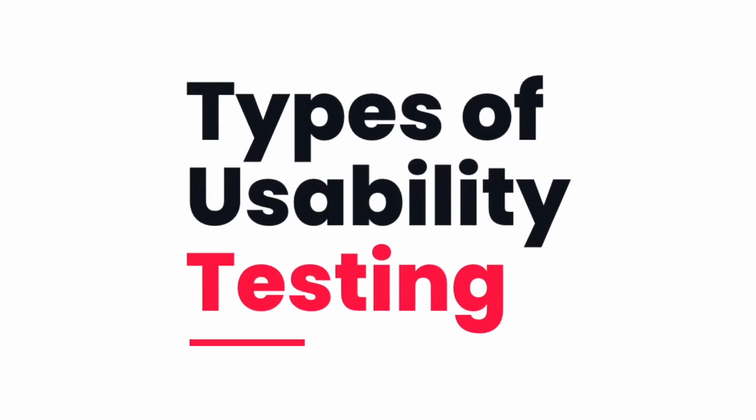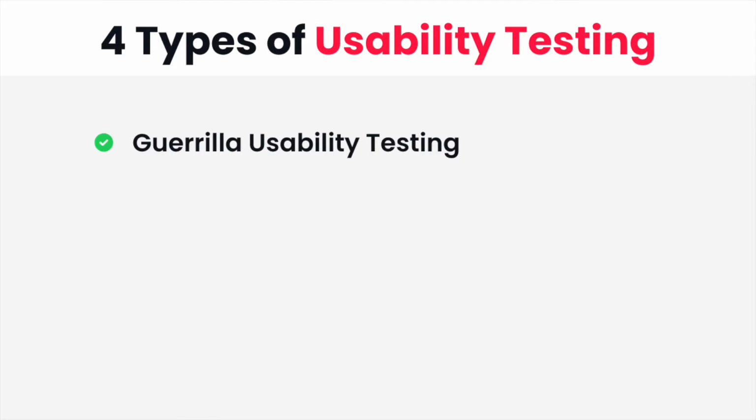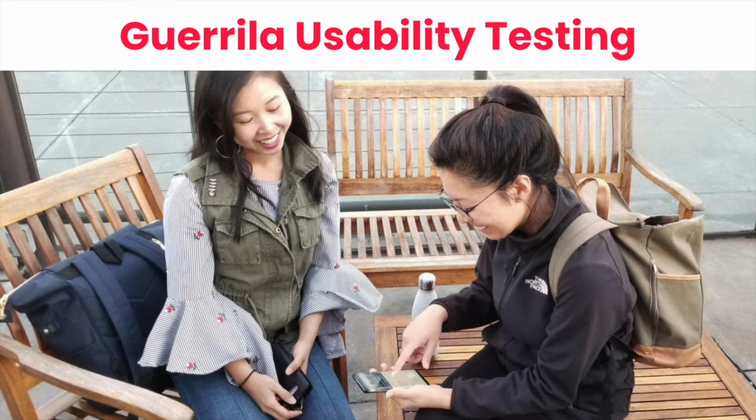Types of usability testing. There are mainly four types of usability testing. First, guerrilla usability testing. Second, lab usability testing. Third, contextual usability testing. And fourth, remote usability testing. Guerrilla usability testing is in which you randomly test the product with any user. It's called guerrilla usability testing.